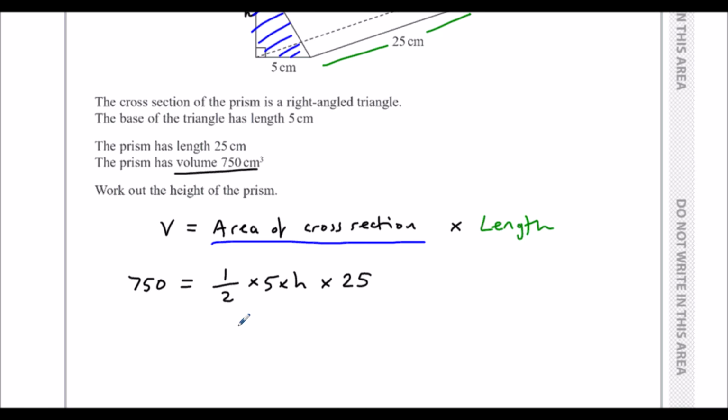So let's work this out. We'll do 5 25s are 125, and half of 125 doesn't go exactly, so I'm going to write it as 125 over 2. So that's half times 5 times 25, and that's times the h. I'm not going to write the times sign, I'm just going to write h.